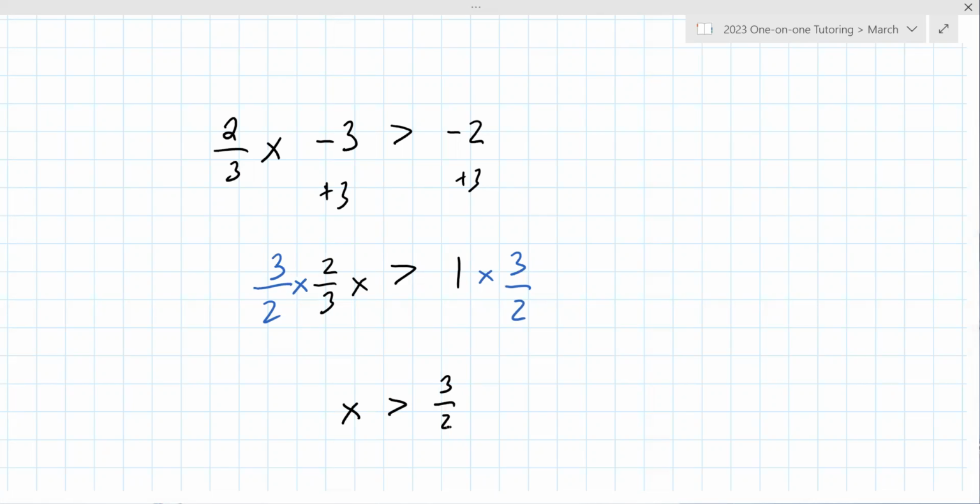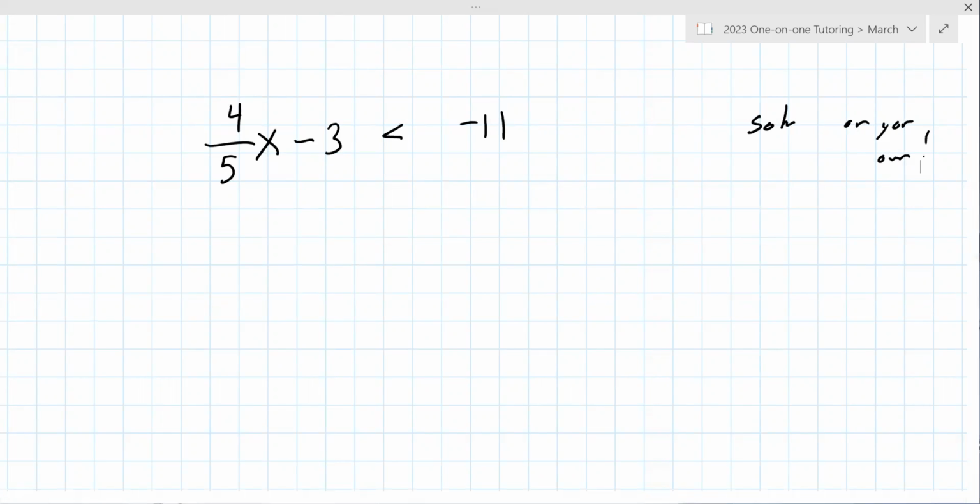Now, are you okay with the idea that the answer could be a fraction? Yeah. Could be a decimal too. I don't have a problem with that. All right, let's go 4/5 x minus 3 less than -11. I want you to try solving this on your own. And if you have questions, please ask. Try it out.